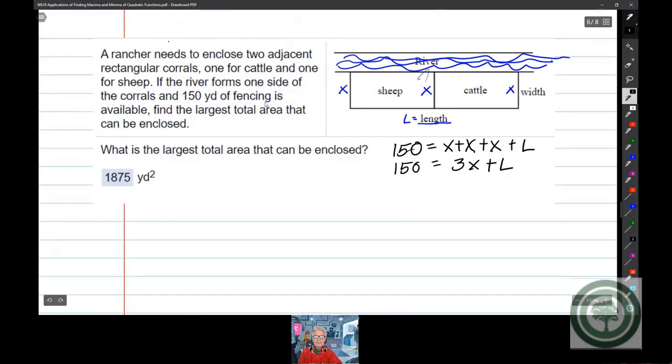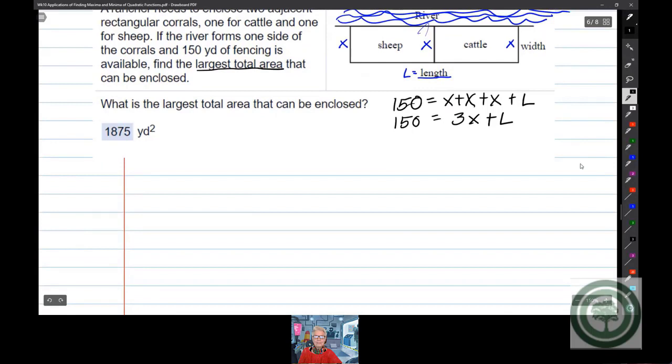However, if you finish reading again, it says find the largest total area, not perimeter, area, the largest total area that can be enclosed with that amount of fencing if you use the river as one side of the corrals. So all I need to find the area of a rectangle is this formula, the length times the width. But I'll have L times, well, golly, the area, we don't know what the area is, we want to maximize it. But the width is just X.